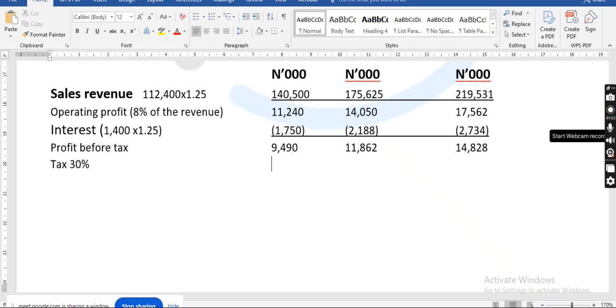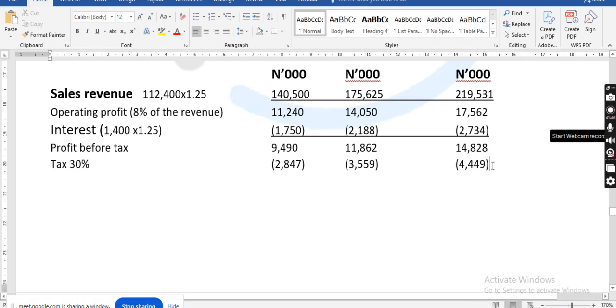So the tax. What is the tax? 30%. What is 30% of all this? Quickly. 2847. Okay. Next, 3559. Okay, next, 4449.